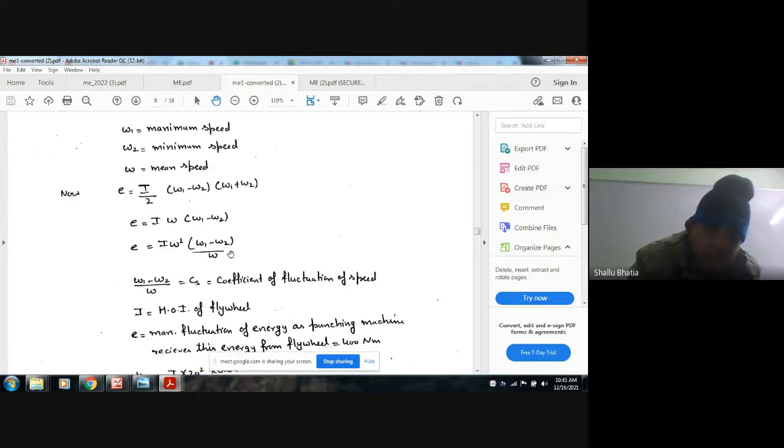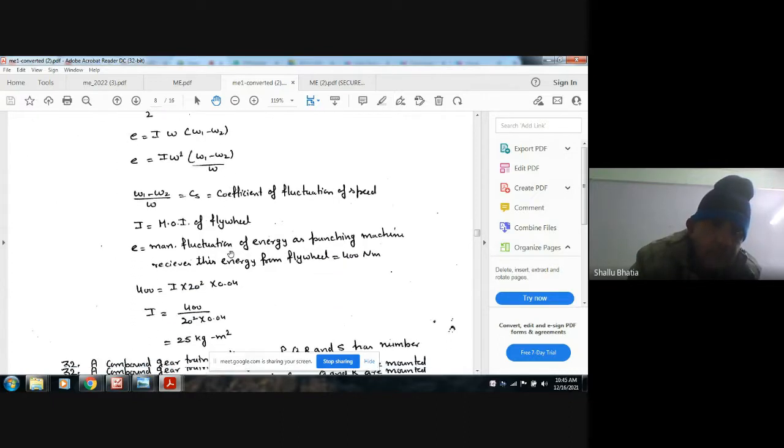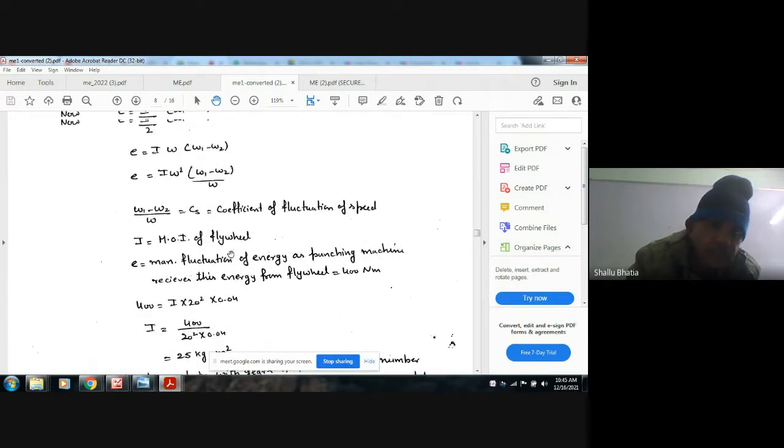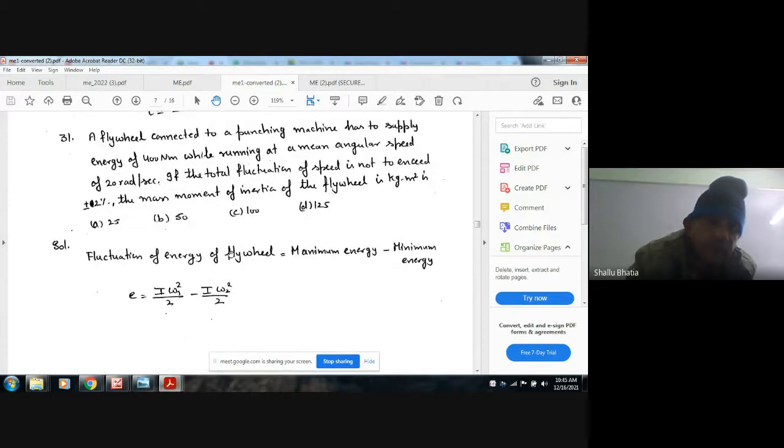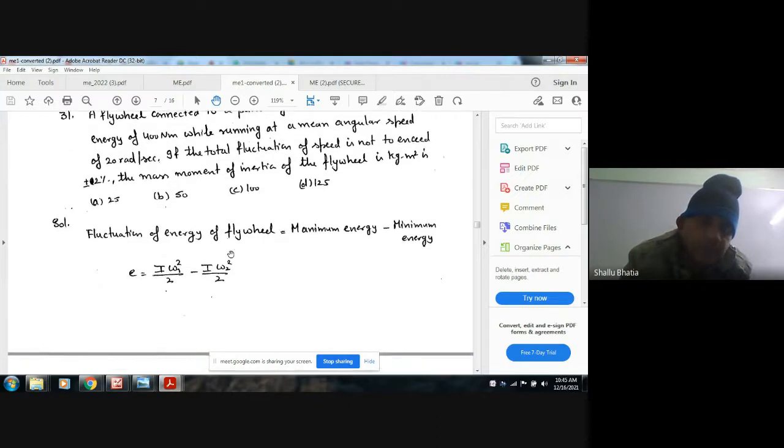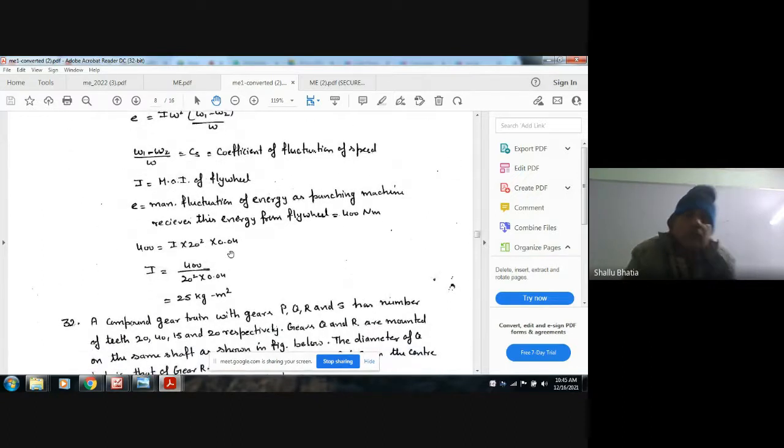So CS. I is moment of inertia. Applying that if the percentage fluctuation is plus minus 2, then the coefficient of fluctuation of speed is double of this, so it will be 0.04. Or we can solve it by finding omega 1 and omega 2 also, by multiplying 20 with 1.02 for omega 1 and for omega 2 multiplying with 0.98. So we will put the value directly.